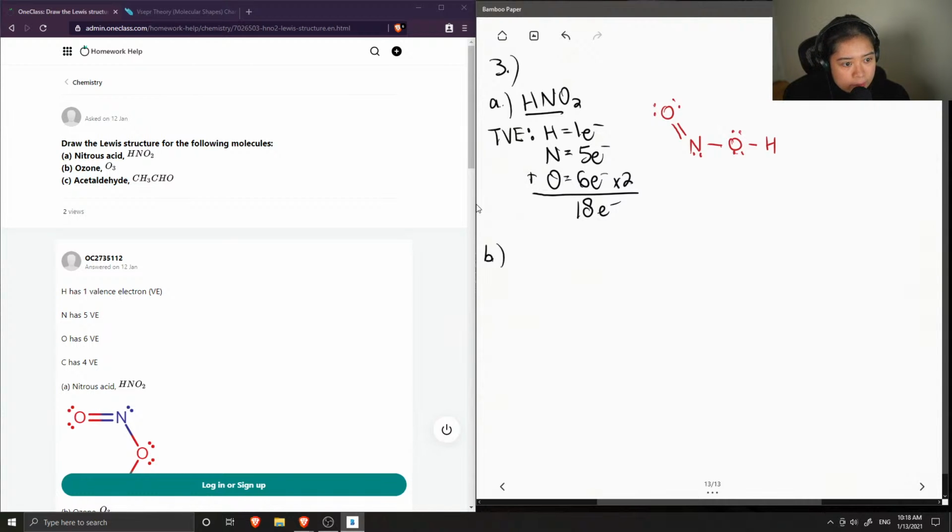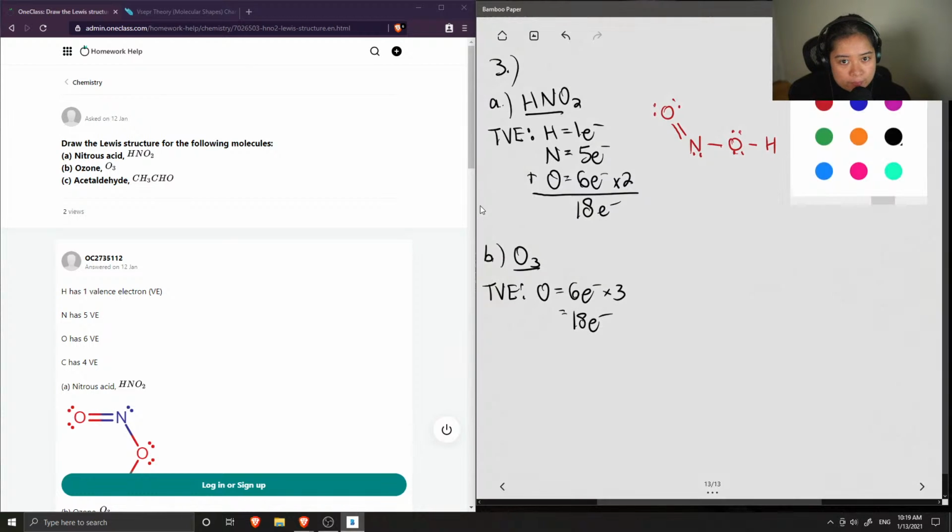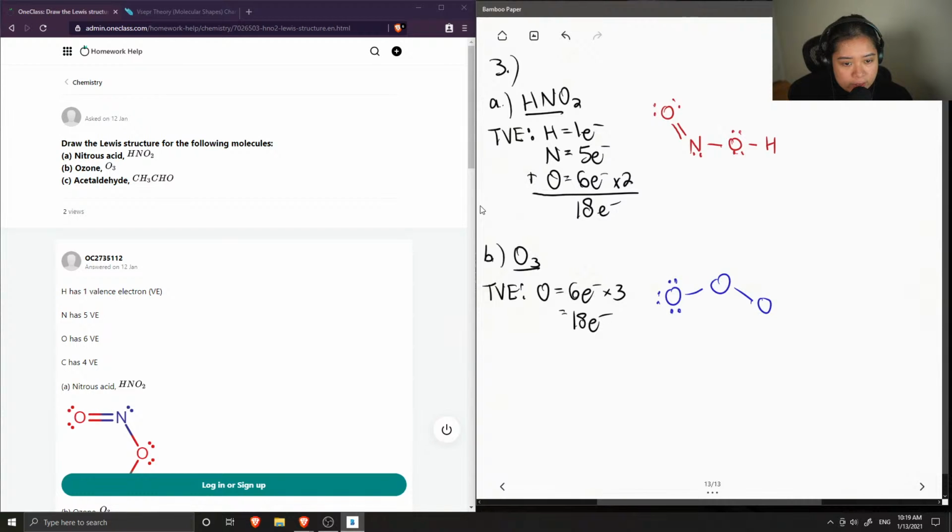So now let's look at ozone, which is O3. Oxygen contains 6 valence electrons. And we have 3 oxygens bonded together, so we have a total of 18 valence electrons. So let's show all the oxygens bonded together with a single bond. And I'll also draw in all of the lone pairs. So one of these oxygens will have a double bond with the other.